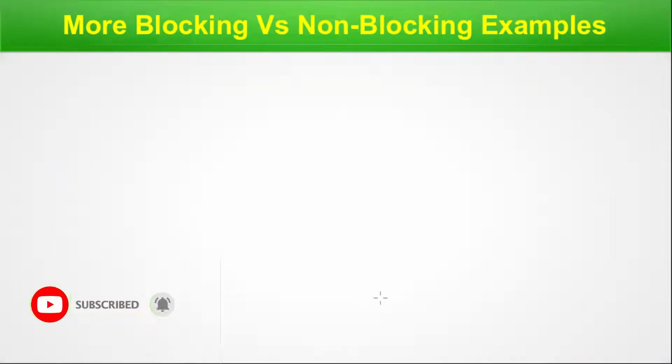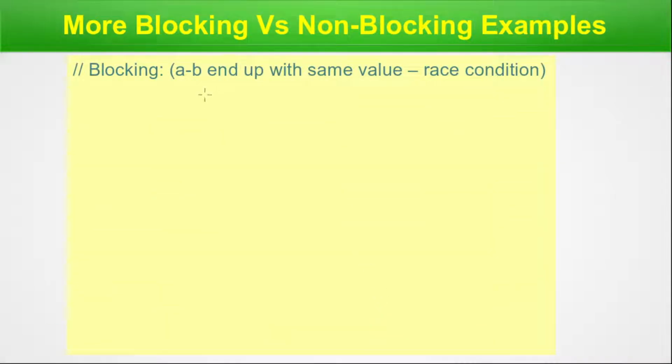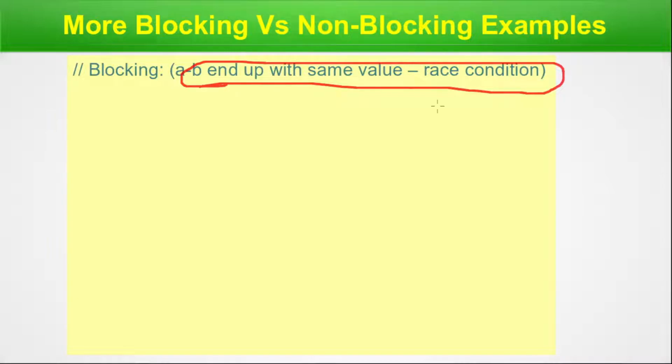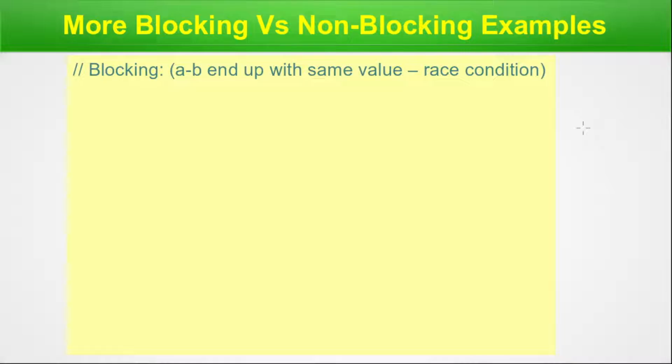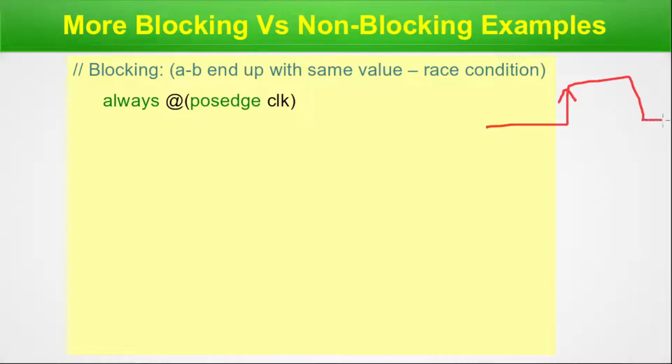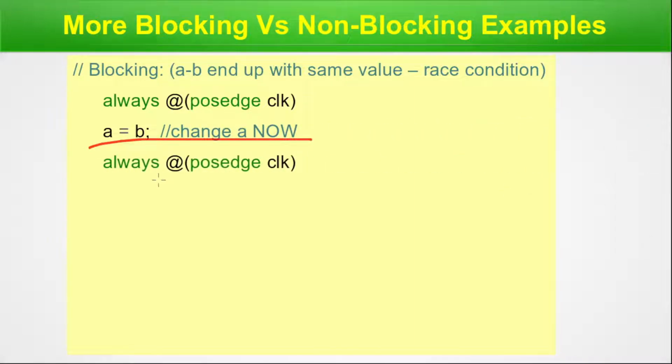Let us see some more blocking and non-blocking examples. Blocking: A and B end up with the same value, the race around condition. Here we will show a race around condition with the blocking statement. We talked about this in the initial slides in this episode, and here we are giving the example. Here, always at the posedge of clock, that means we have a clock and on this positive edge we are sensitizing the clock. So once this positive clock edge comes, do these operations. A equal to B, change now, and we have another always block. You remember, these will happen parallel.